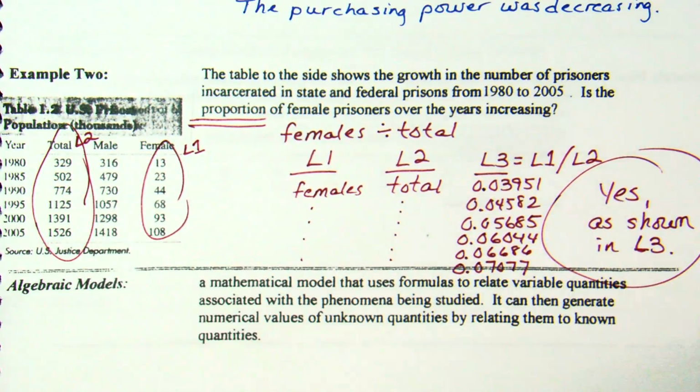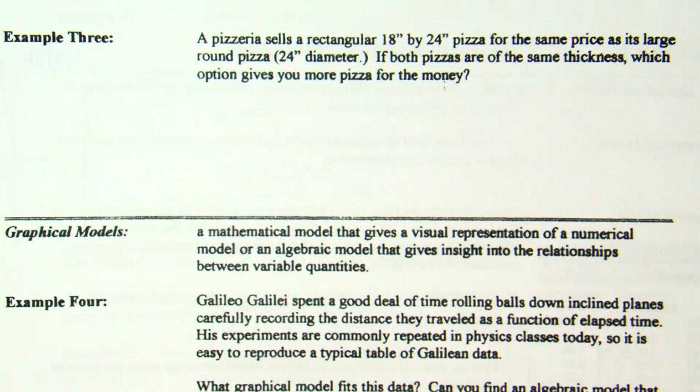Let's talk about the pizzeria. A pizzeria sells a rectangular 18-inch by 24-inch pizza for the same price as its large round pizza, 24-inch diameter. If both pizzas are of the same thickness, which option gives you more pizza for the money?